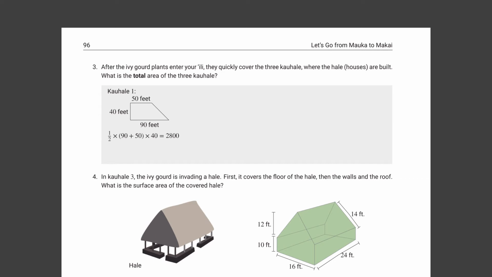Then we take that 70 and multiply by 40, which is how far apart those parallel sides are. This gives us a final answer of 2,800 square feet. If you want, you can also figure out the areas of kauhale 2 and 3 on your own. But in this video, we'll just move on to part 4.